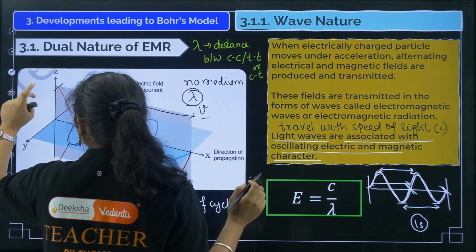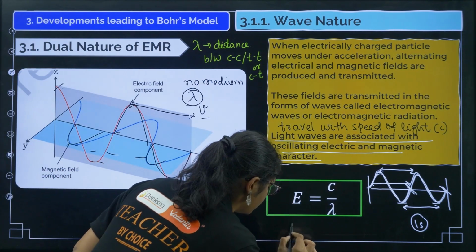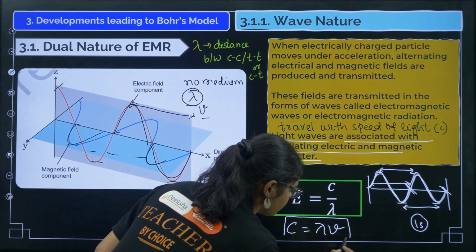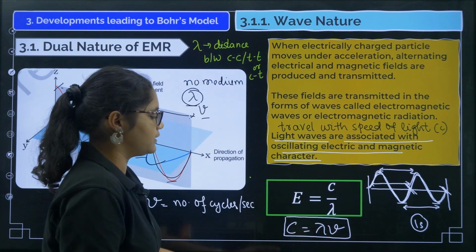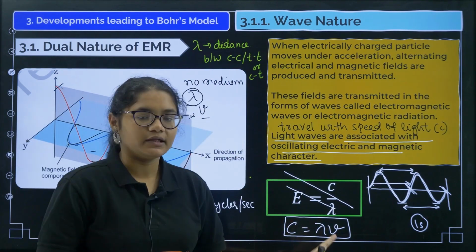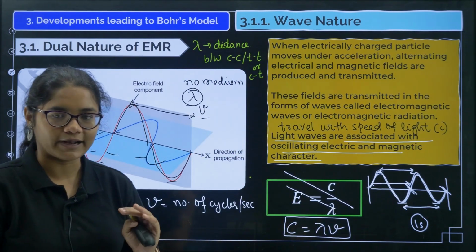Okay, so we'll make a new formula here. C is equal to lambda into nu. This is the important formula that you need to keep in mind. Please cut this formula, this is not required. C is equal to lambda into nu. I hope you are getting this one.